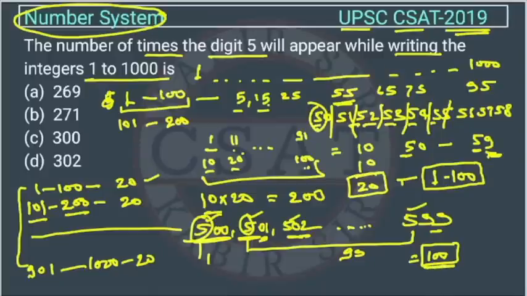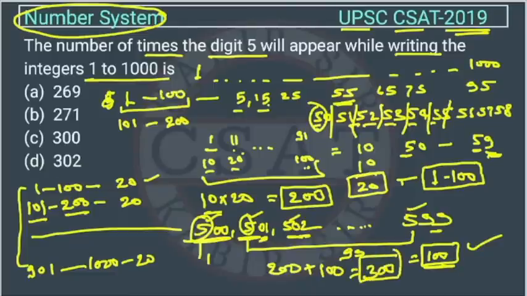So 200 we already calculated, 100 is here, so total will be 200 plus 100 is equal to 300. So total there will be 300, 5 digit 5 will appear, 300 times the digit 5 will appear, right? So the answer is option C. So the answer of this question is option C.